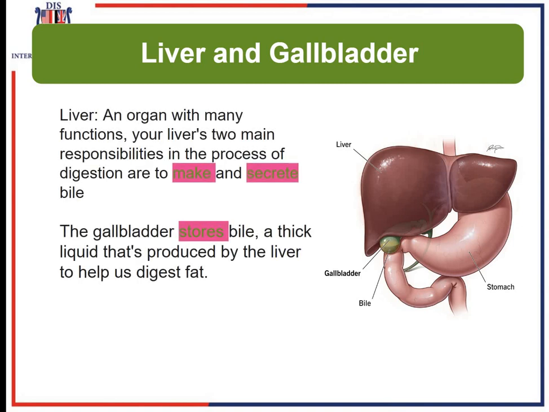The liver is responsible for producing and secreting the bile, while the gallbladder is responsible for storing the bile. So the liver will produce the bile. Then it will store it inside the gallbladder. And then the liver will take it back from the gallbladder to release it, so it can help in digesting the fats. So the bile is responsible for breaking down the fats.